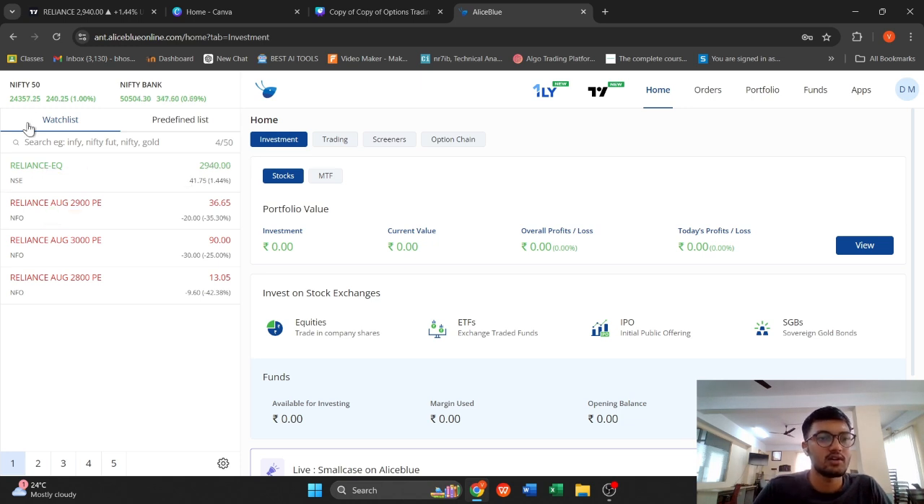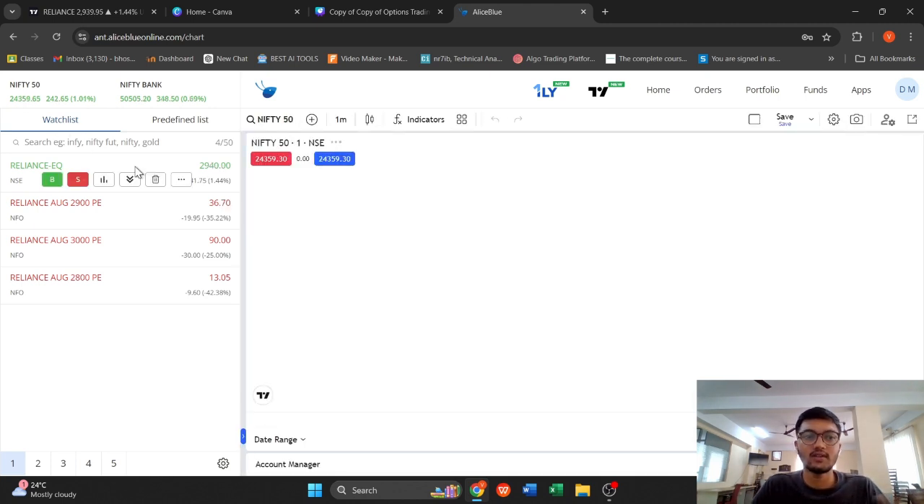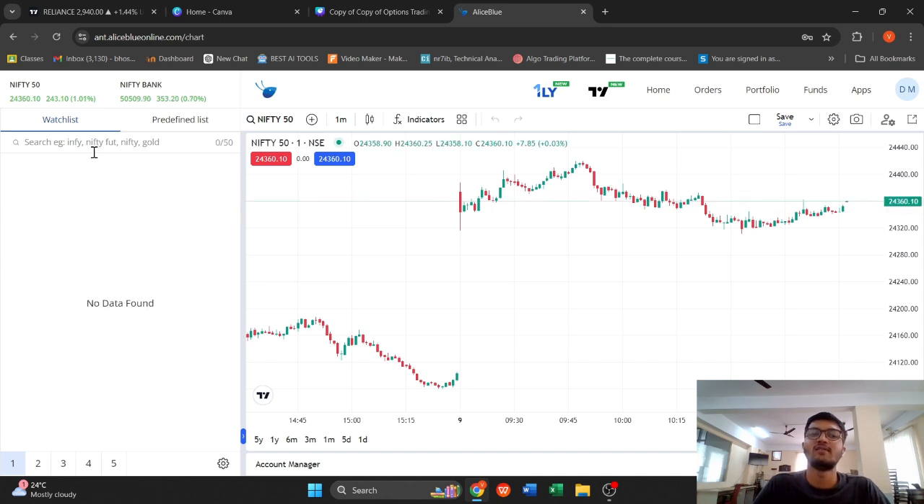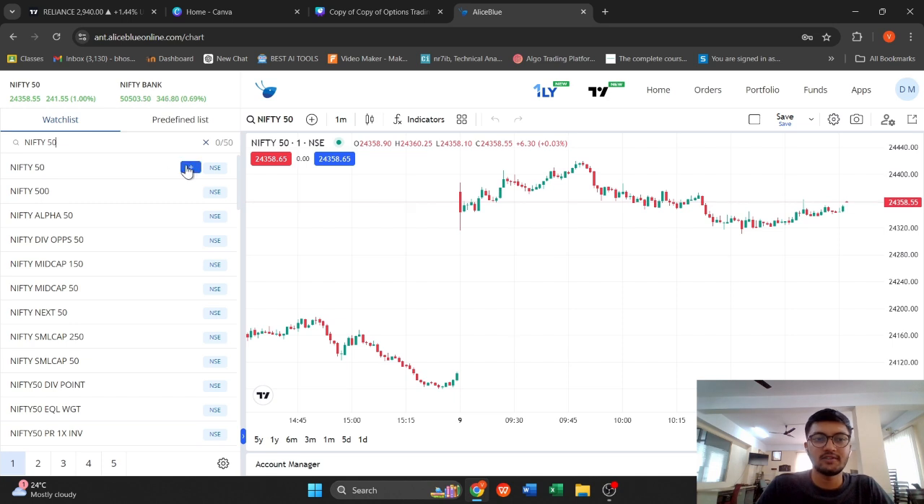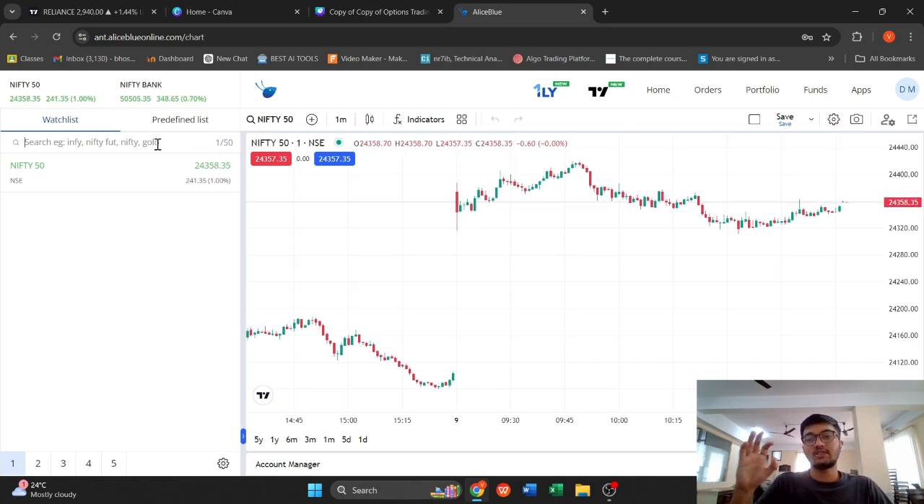Let's say Nifty is currently trading at 24,357. Another example, I think Reliance is too confusing. Nifty 50, I'll just add it to the list so that the data becomes clear for you. So I'll do the list. 24,358 is the current price of Nifty 50. In the case of, let's say, the call, to be more clear, Nifty 24,000.